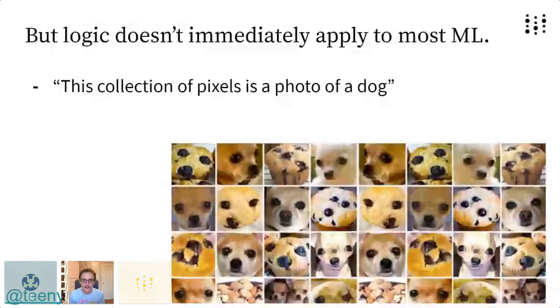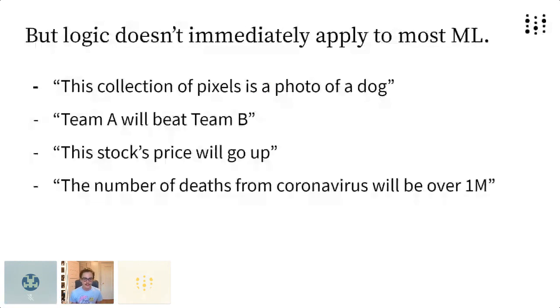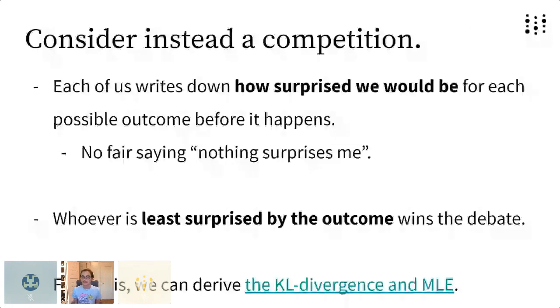There's a whole bunch of other examples, things that happen in the future, like team A will beat team B, this stock's price will go up or this stock's price will go down, the number of deaths from coronavirus will be over 1 million. There are a lot of questions that we want to ask, but we can't use logic to answer them. So instead of a debate involving proofs, let's consider a competition. Each of us writes down how surprised we would be for each possible outcome before it happens. This is how surprised I'd be if team A wins. This is how surprised I would be if team B wins.